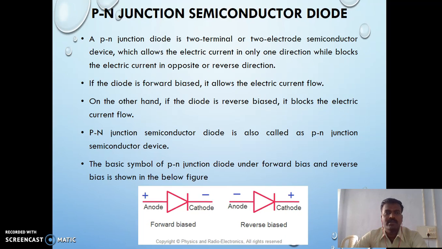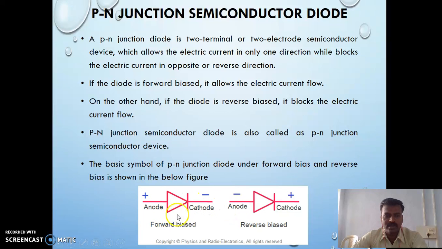Introduction to the PN junction semiconductor diode. As we know, a PN junction diode is a two-terminal semiconductor device which allows the electric current in only one direction while blocking the electric current in the opposite or reverse direction. That is, if the diode is forward biased, it allows the electric current to flow. If the diode is reverse biased, it won't allow the electric current to flow. And this is the symbol of the PN junction semiconductor diode.